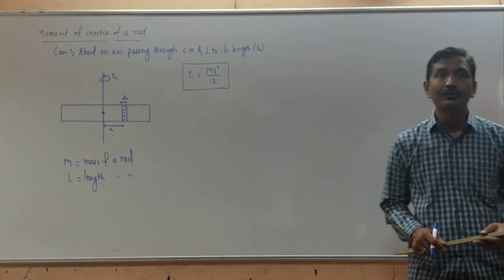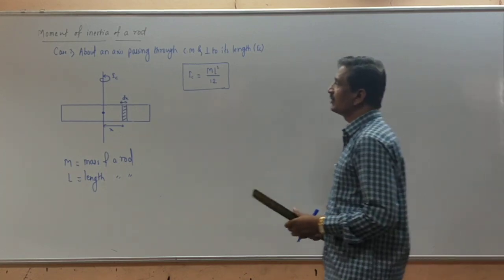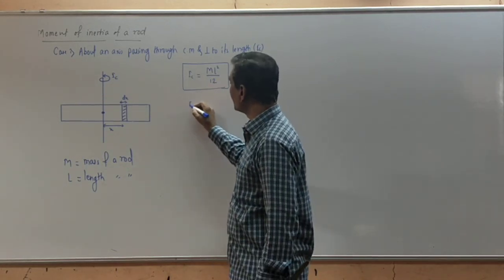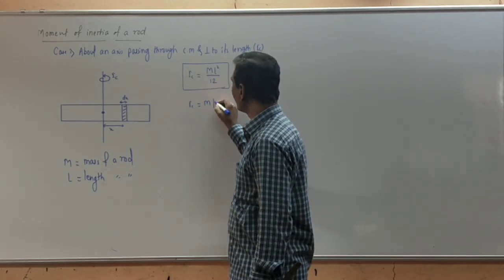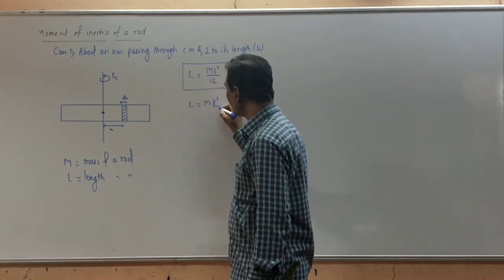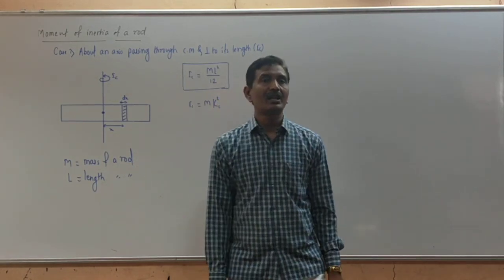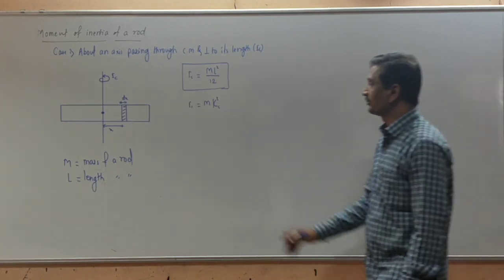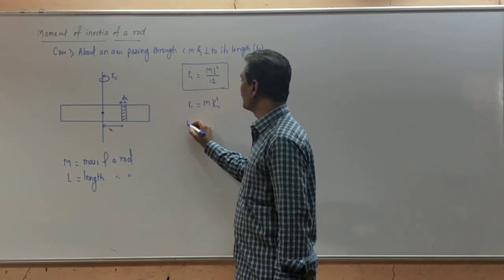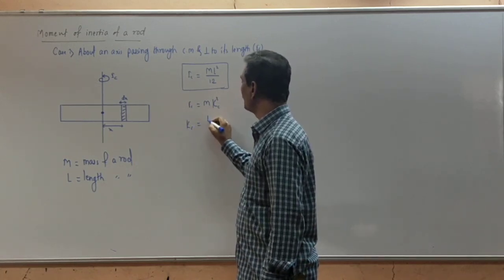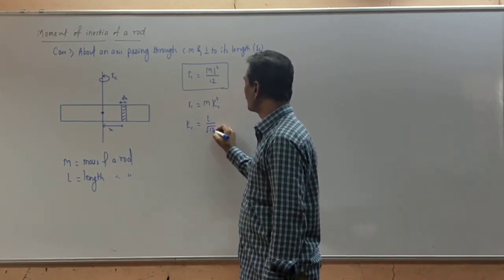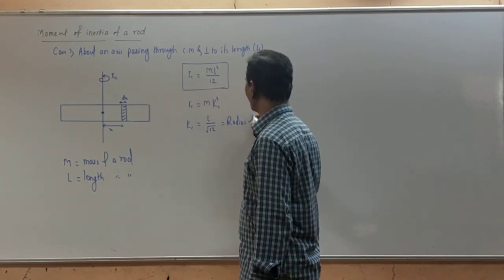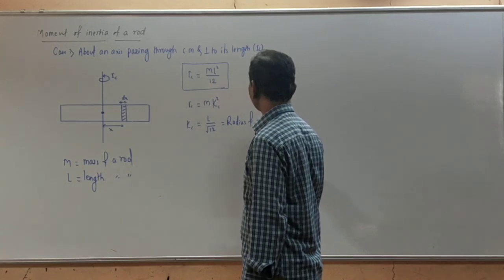But here we avoid the proof. So IC is equal to ml square by 12. If you compare this formula with mk square, to avoid confusion between the radius of gyration about different axes, we use the letter kc for radius of gyration. So if you compare these two formulae, we get kc is equal to L by root 12.